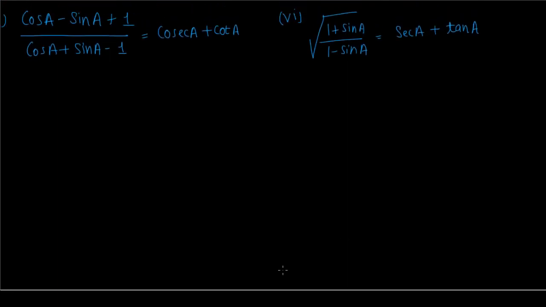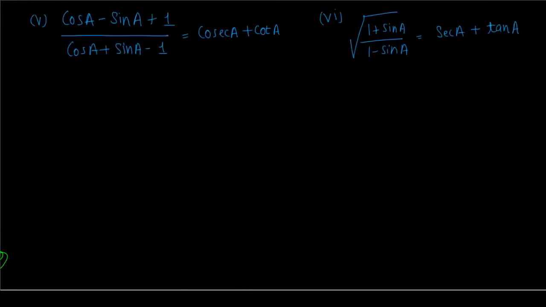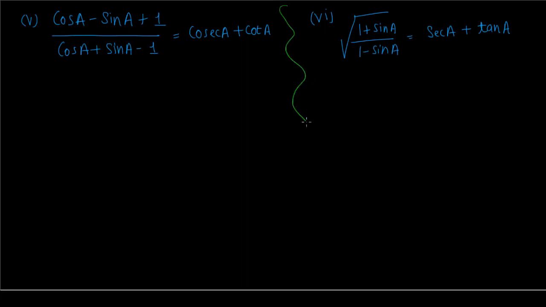Part 5 is like this. So let's divide these two. Part 5: (cos a minus sin a plus 1) by (cos a plus sin a minus 1) is equal to cosec a plus cot a. This is a very, very important question and a bit tricky also.